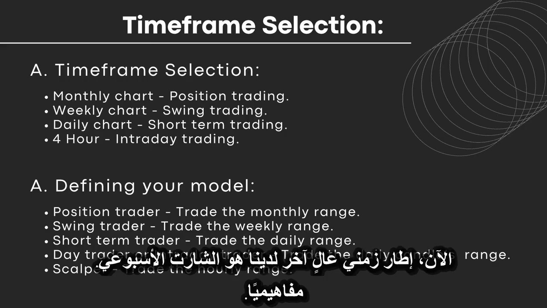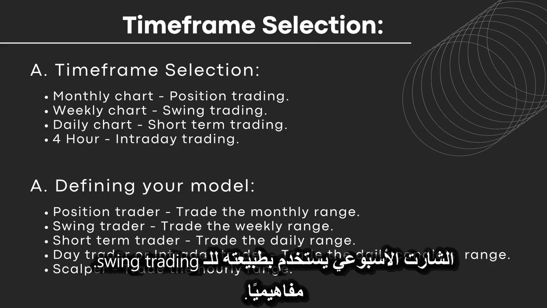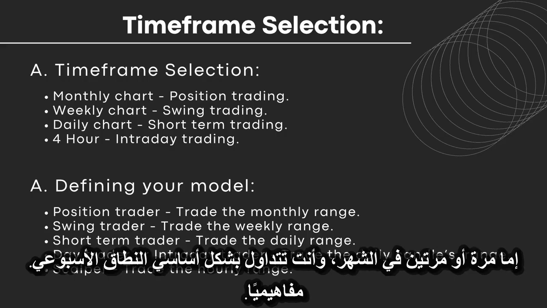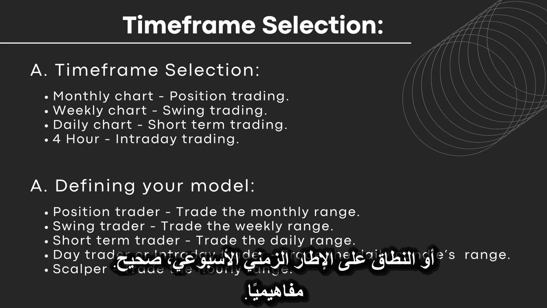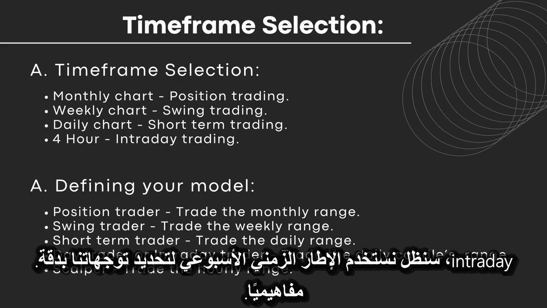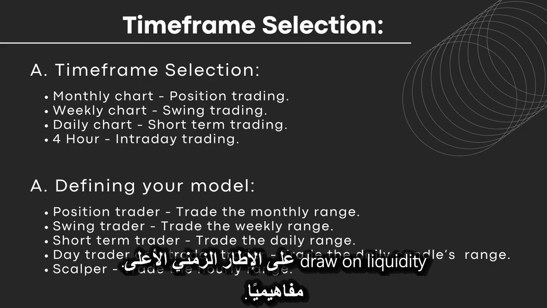Now, another higher time frame we've got is the weekly chart or the weekly time frame. Now, the weekly chart is inherently used for swing trading, and swing trades usually form either once or twice a month, and you're basically trading the weekly range, or the range on the weekly time frame, right? But as I said before, even as an intraday trader, we're still going to use the weekly time frame to refine our bias and to determine a draw on liquidity on the higher time frame.